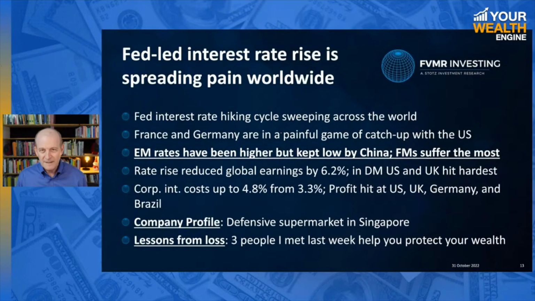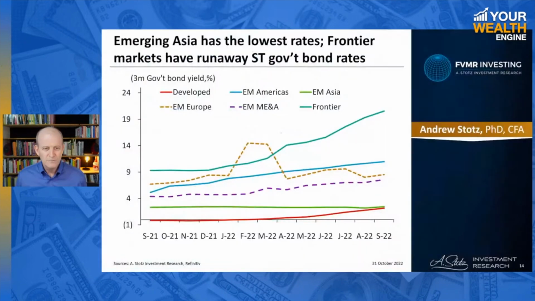Next, I want to talk about how emerging market rates have been higher but kept low by China and how frontier markets suffer the most. So there's a lot on this chart that I'm looking at. This is emerging market Asia, which has the lowest rates. Frontier markets have run away with their short-term government bond rates. And you can see this chart shows that the frontier markets are basically seeing this huge increase, almost to 20% for government bond rates. I'm going to explain more about what's happening there.